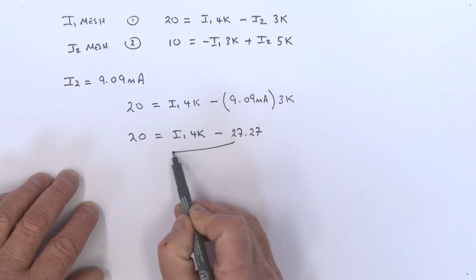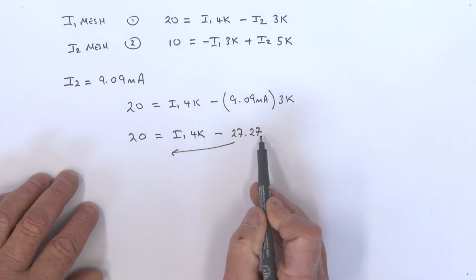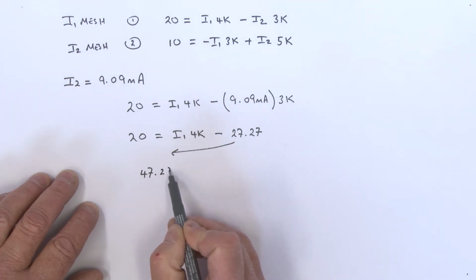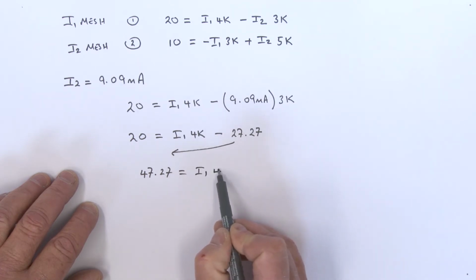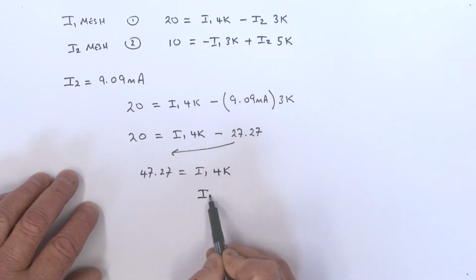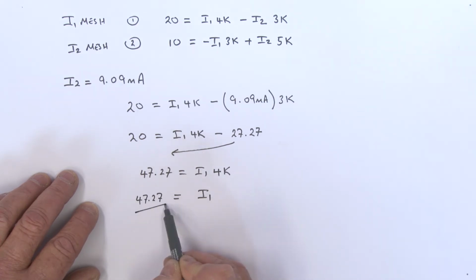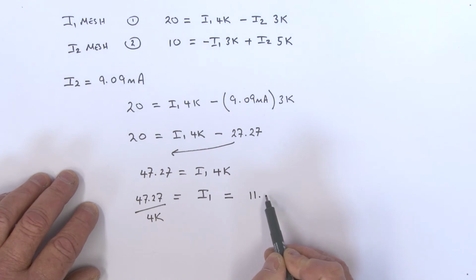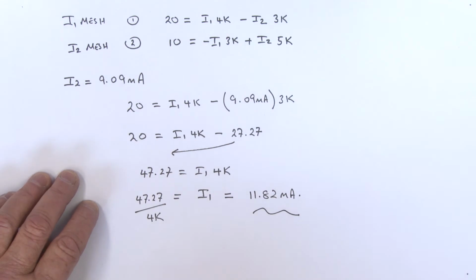So I'm going to take this over to the other side. That gives me 20 plus that 27.27, so that's 47.27, equal to I1 times 4k. Therefore I1 is equal to 47.27 divided by 4k, and that comes out to be about 11.82 milliamps. And please go ahead and check these numbers.